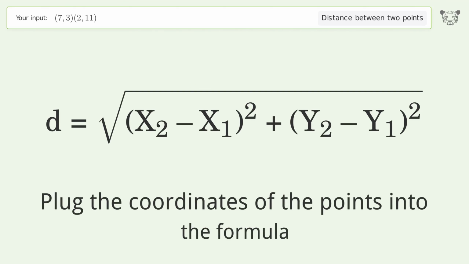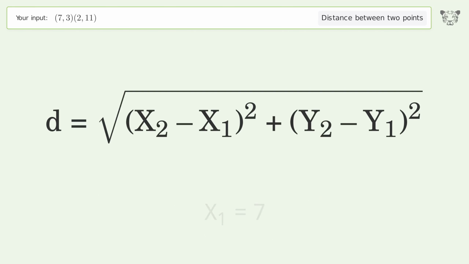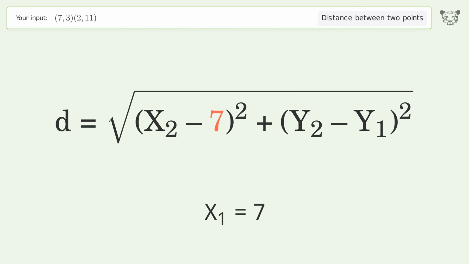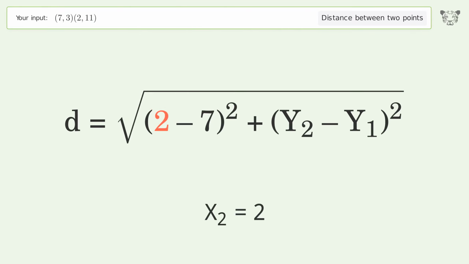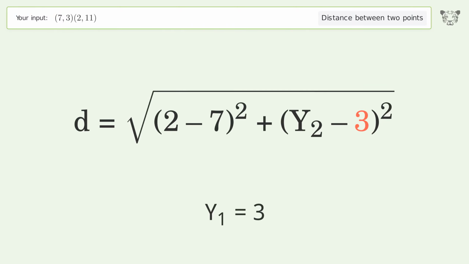Plug the coordinates of the points into the formula. x1 equals 7. x2 equals 2. y1 equals 3. y2 equals 11.